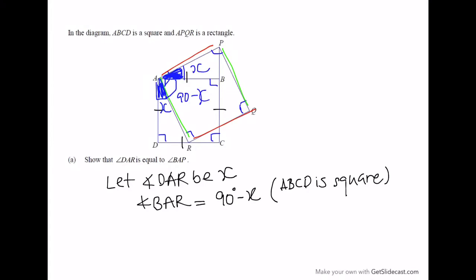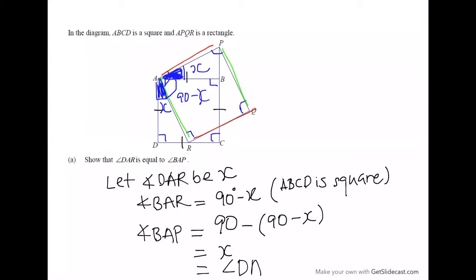Okay, and then we will be able to get angle BAP, which is found by taking the angle RAP, which is 90 degrees, and subtracting away the angle RAB, which is 90 degrees minus X. Remember to put the brackets so that the sign will be correct, and you will get back X, which is equal to the angle DAR.